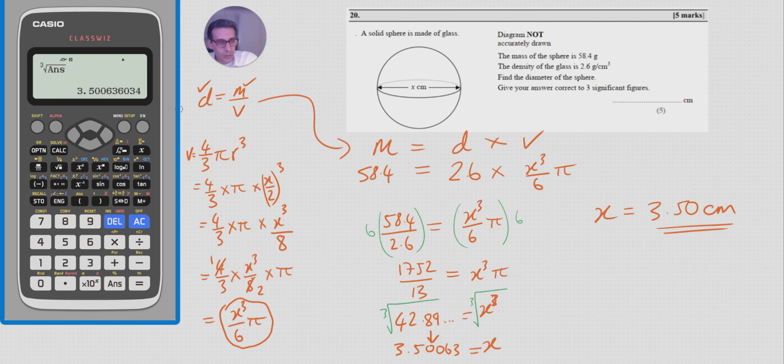Now, if you're much more confident with numbers, the rearranging here, you can do that in one step. I, for example, would divide by 2.6 over 6 times pi in one go. If you're happy to do that, definitely try it out on a calculator and make sure you can get the answer as shown.